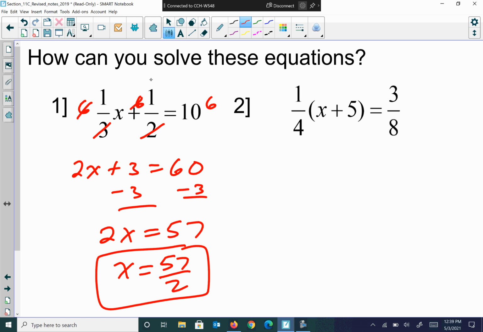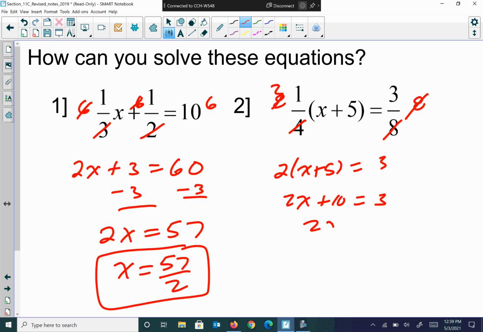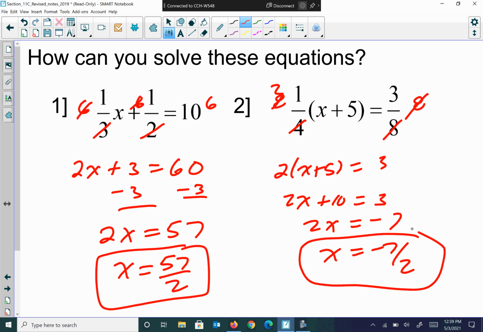All right. Next problem. I have two different sides. If I multiplied each side by 8, that's going to give me 2 parentheses x plus 5. 8's cancel equals 3. You could distribute over or divide by 2. Both ways are going to get the same answer. So subtract 10. X equals negative 7 over 2. Welcome back to Algebra 1. Yeah?